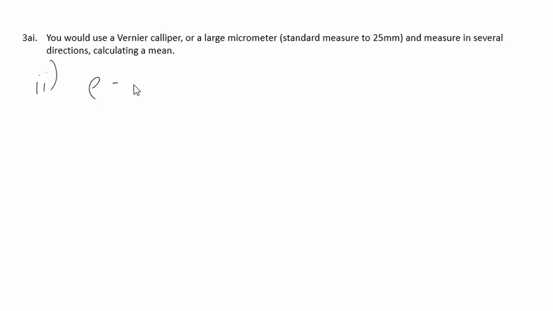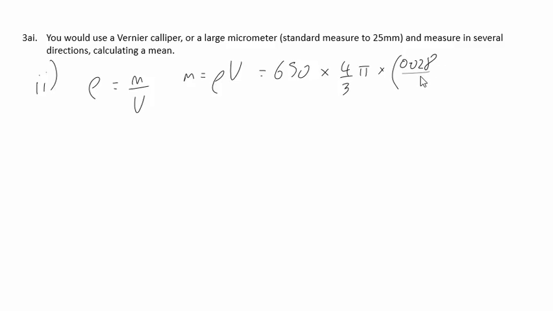Well, density is mass over volume, so mass is density times volume, which is 650 kilograms per cubic meter, times the volume of 4/3 pi times the diameter of 0.028 over 2 to get the radius, cubed. And this comes out at 7.5 times 10 to the minus 3 kilograms as required.